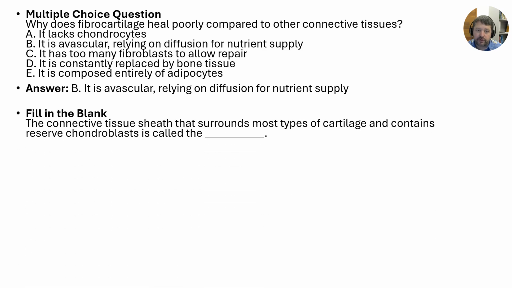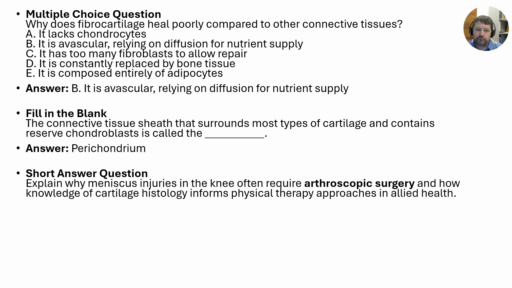Fill in the blank. The connective tissue sheath that surrounds most types of cartilage, which contains reserve chondroblasts, is called the perichondrium. Many of you have probably experienced the perichondrium and didn't even know it. The perichondrium is also the covering around things like bones. If you are chewing on a chicken bone or something and there's a very thin layer of material there, that's what it's called.